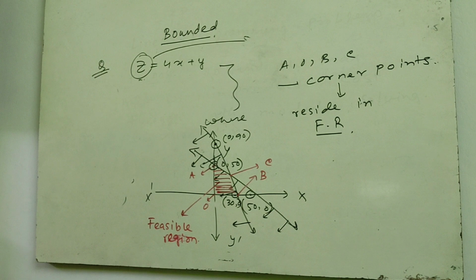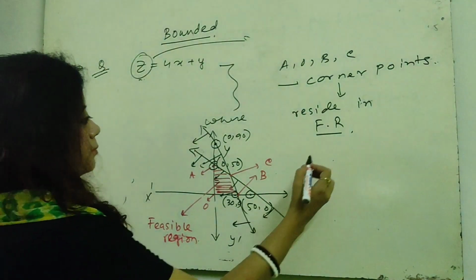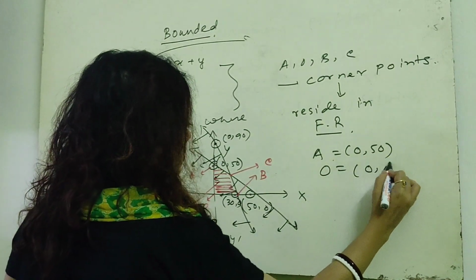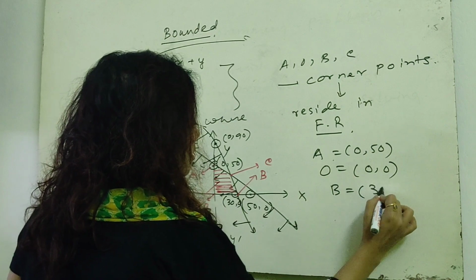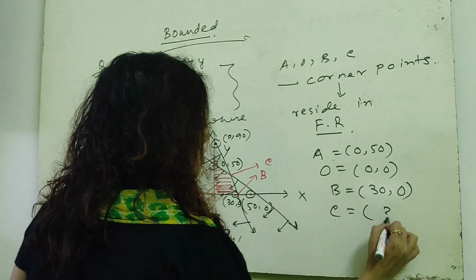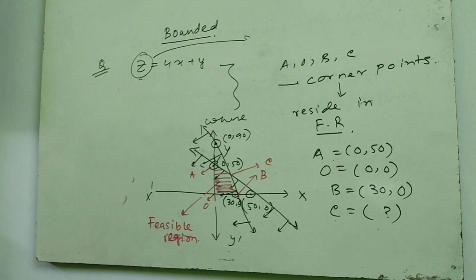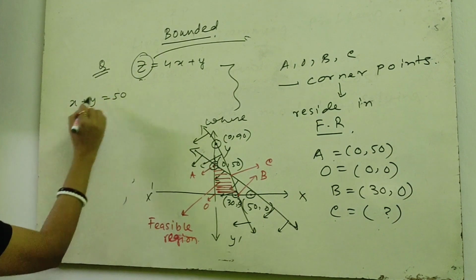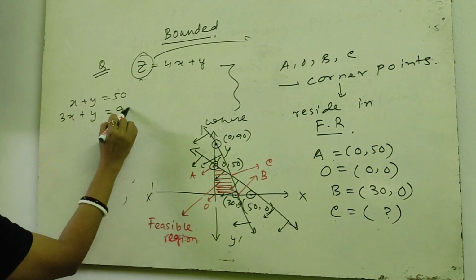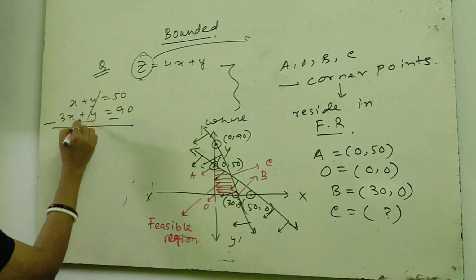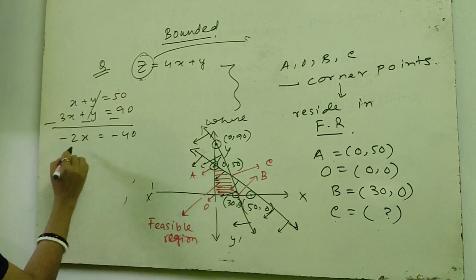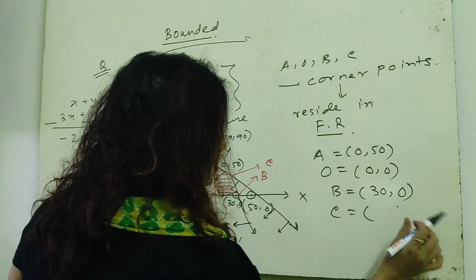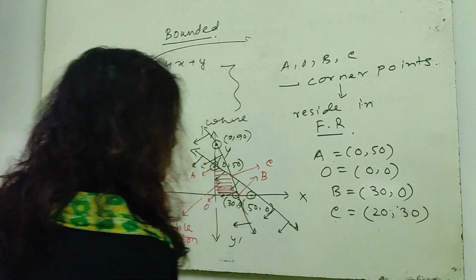Okay. Now, see, I know A is 0, 50. O is already 0, 0. B is 30, 0. But I don't know C. So I have to solve these two equations to get the values of C. The equations are x plus y equal to 50, 3x plus y equal to 90. Now solve it. You know how to do this. x equal to 20 and y equal to 30. So the point is 20, 30.